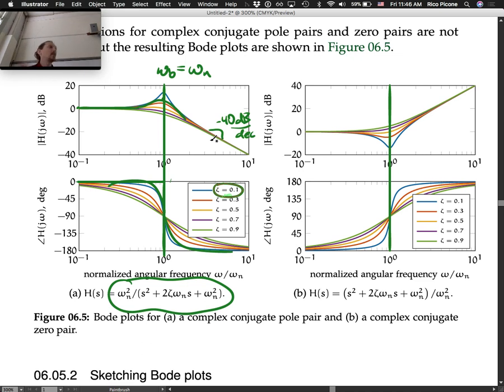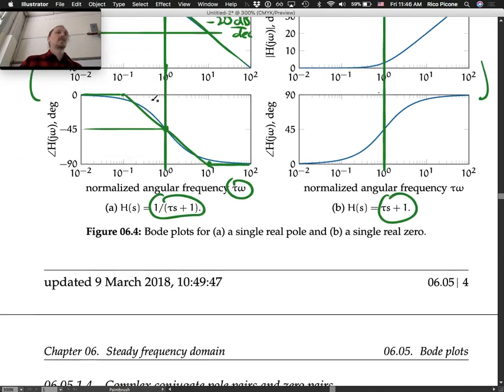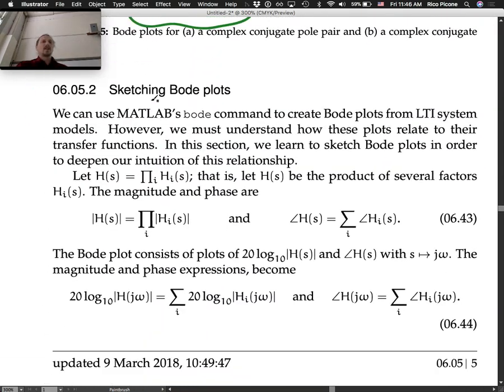If you can factor them out, and it's a real factoring, not a complex conjugate pair but a real pair, you could just treat them both as first order systems. You can decouple them. You can go back to these and just do two of these instead. Okay. Sketching Bode plots, this is what we're going to end with.